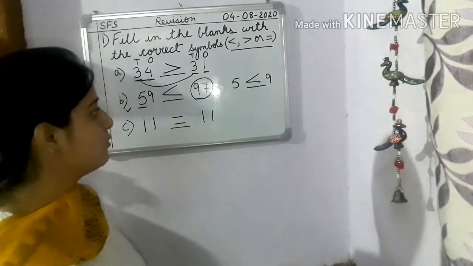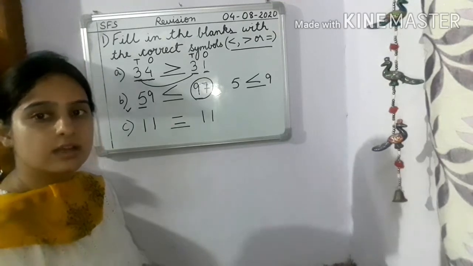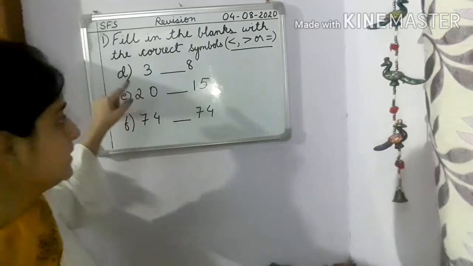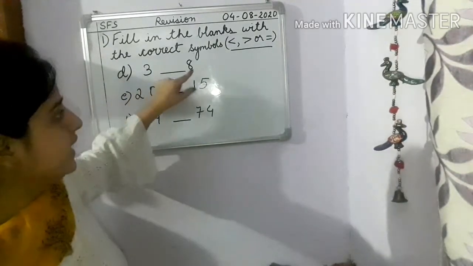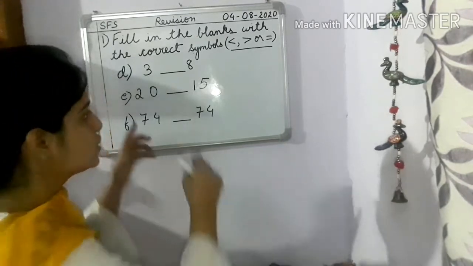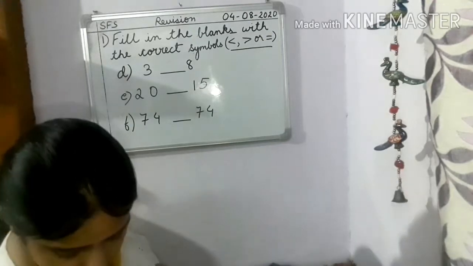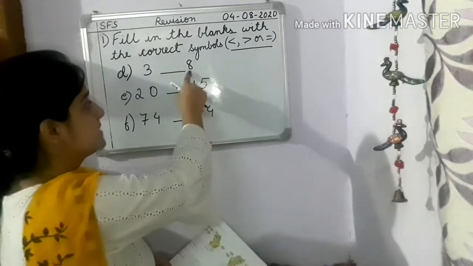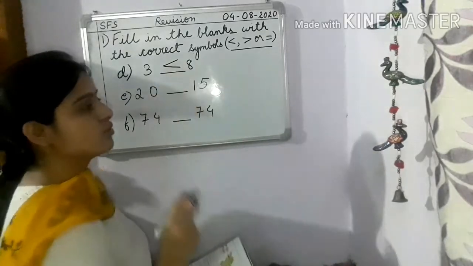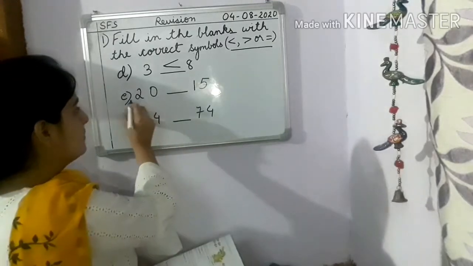So we will do some more sums on this, children. You can note down this in your copy. Let's see D. Next, children, D. 3-8. This is your single digit number. It is very easy to compare, isn't it? So which one is greater, children? 8 or 3? Your 8 is greater than 3, isn't it? So greater than sign comes towards 8. Clear?